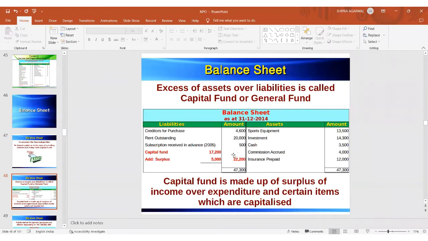So we do prepare the balance sheet in the similar manner like we were preparing it for commercial organizations, but after preparing it, whatever is your balancing figure, or if the amount of capital fund is already given to you, then you will be writing it here. And to this, you add the surplus. Whatever is the surplus of the organization for the year, that is to be added. And if it is a deficit, then that is to be subtracted.